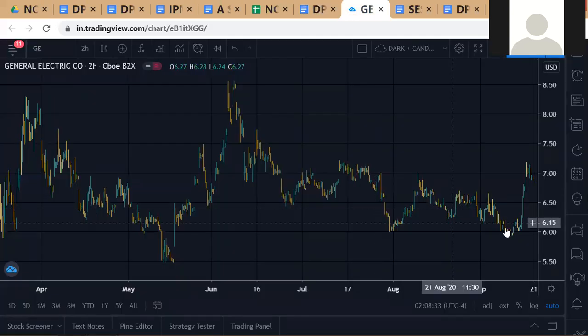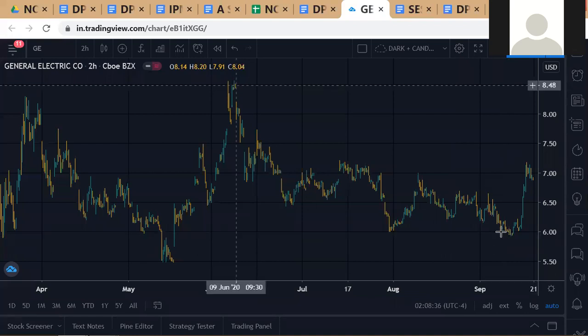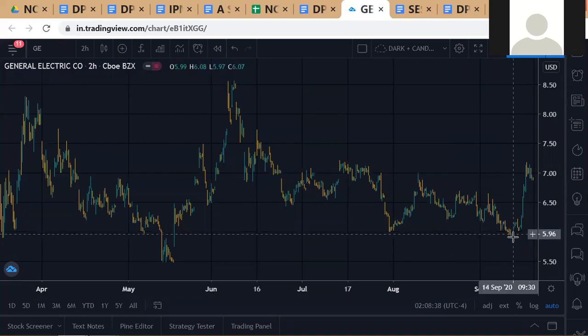So in the case of GE here, when you want to wait for a continuation of this downtrend as a confirmation before you go short, you don't sell here with the market order, you don't sell here with the limit order. You put a sell stop. You put a sell stop here while the market is here.